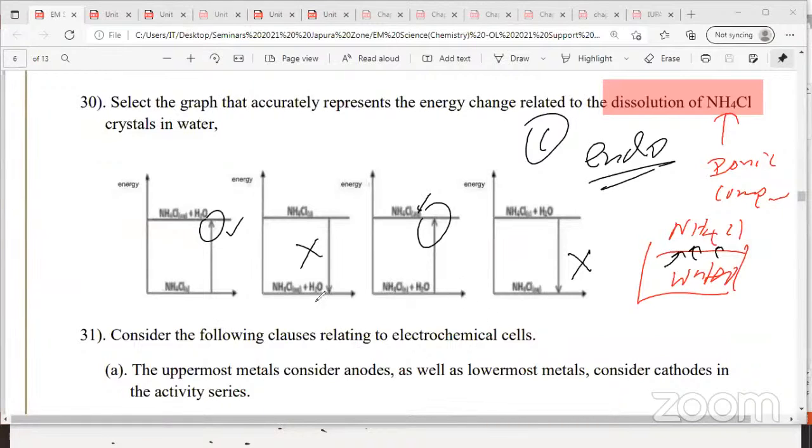Ammonium chloride, the problem is whether it's solid or aqueous. I think this one they have gone solid. Ammonium chloride should be solid here, plus you have to put water. Here water is missing. So the answer will be third.